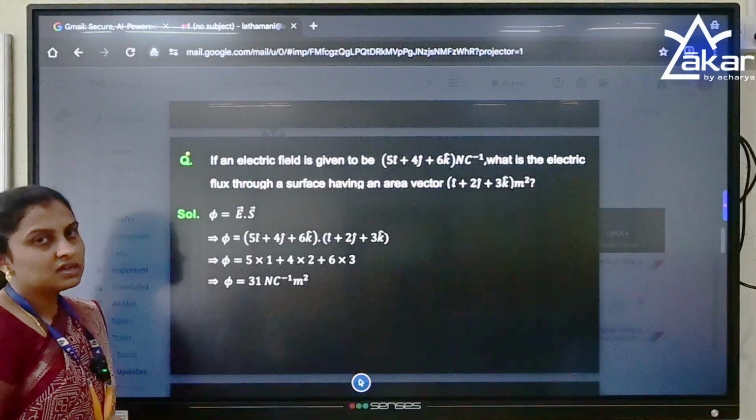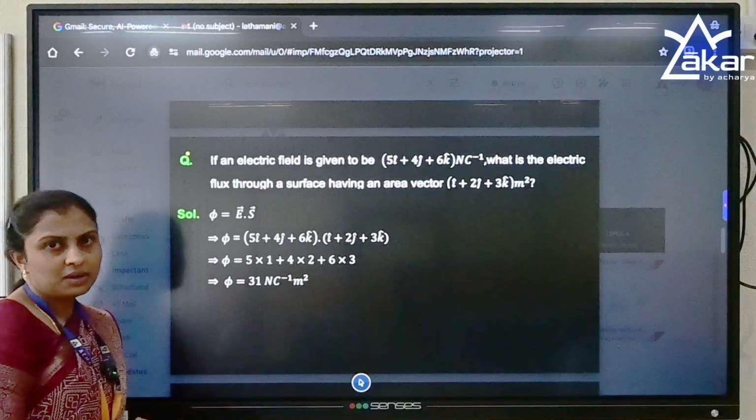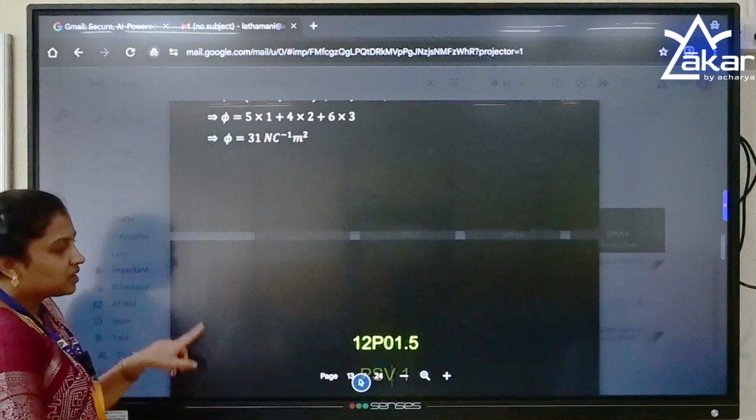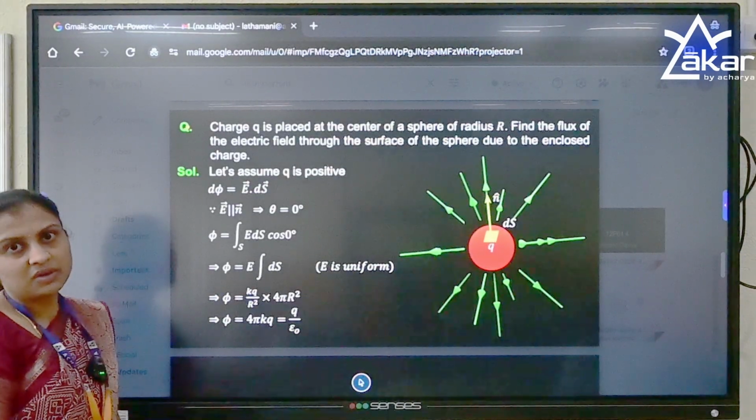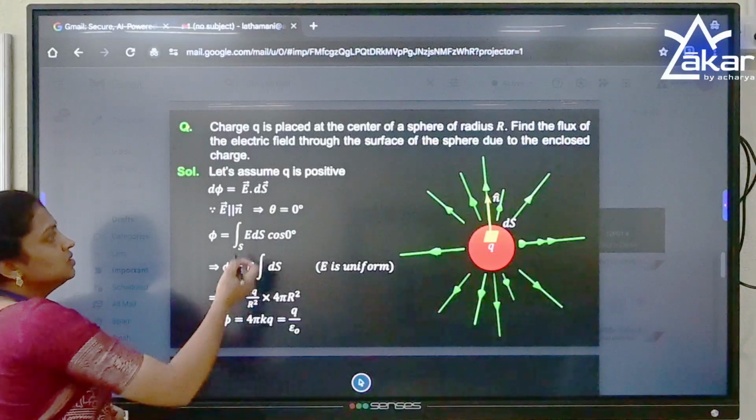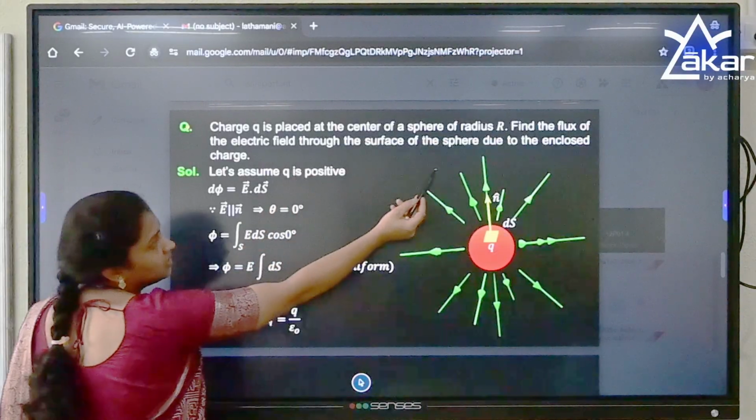So what is the electric flux? 31 Newton Coulomb per meter square. So this is one of the examples. This is also one of the examples for phi is equal to E dot ds cos theta. Here they have given the theta.